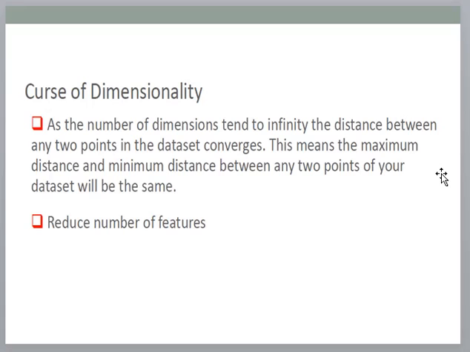So in order to overcome this problem, the solution is to reduce the number of features. We need to minimize the total number of features present in our data set, and there are a number of techniques we use to reduce the dimension. One of the most promising techniques for this purpose is PCA, the principal component analysis. That is beyond the scope of this course, but it's a very important technique which we usually use to get rid of the curse of dimensionality problem.